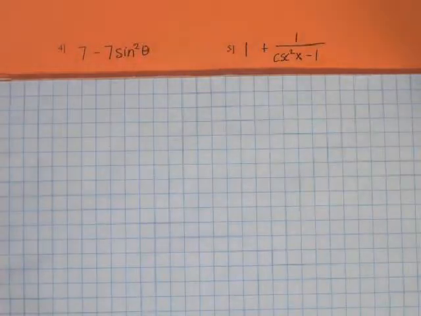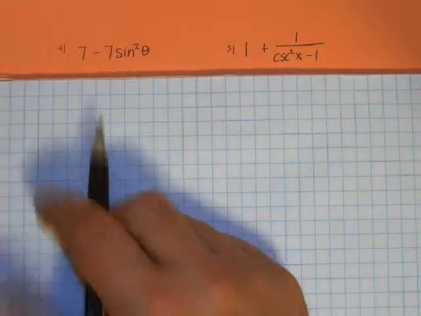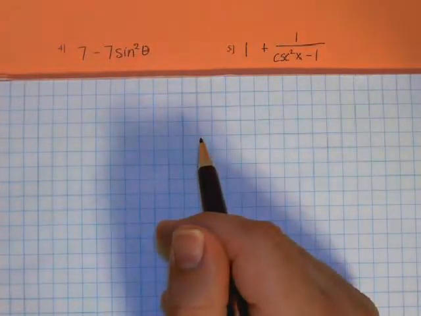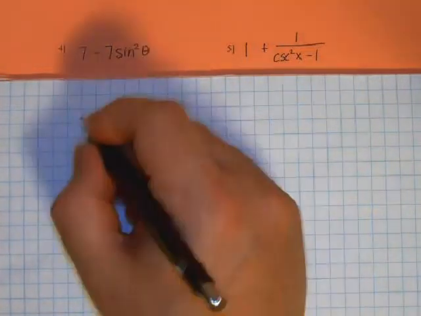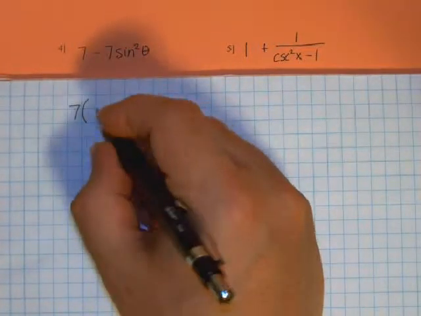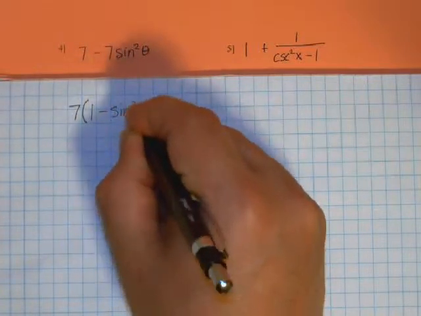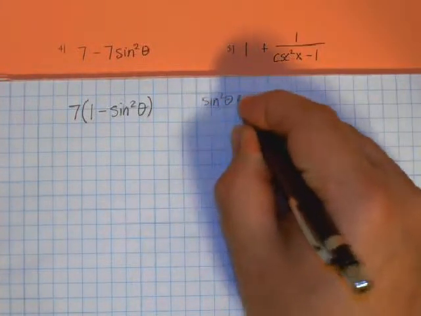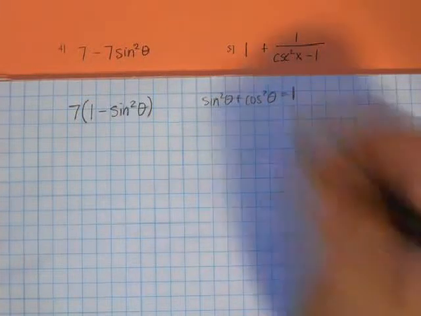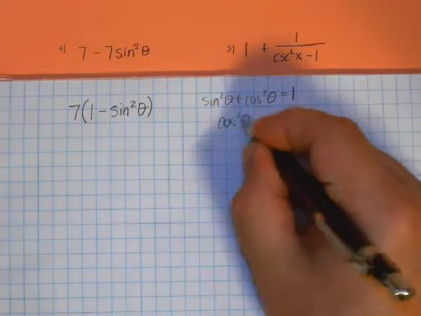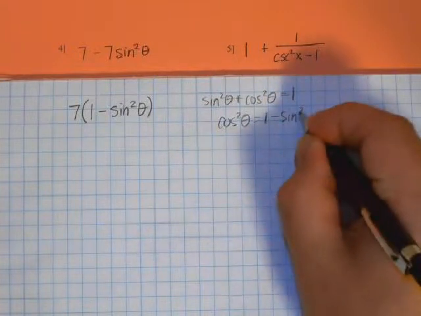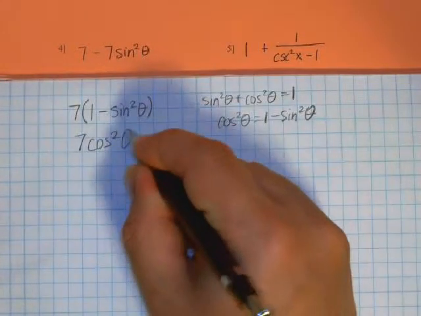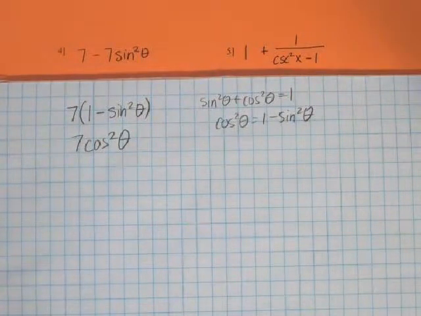Number 4, 7 minus 7 sine squared. One of the first things you want to do when you're trying to simplify is see if you could factor something out of both terms. I see that 7 is a common factor, so I'm going to factor out a 7, leaving me with 1 minus sine squared theta. Remember that sine squared plus cosine squared is equal to 1, which means cosine squared is equal to 1 minus sine squared theta. So I can rewrite this as 7 cosine squared theta.